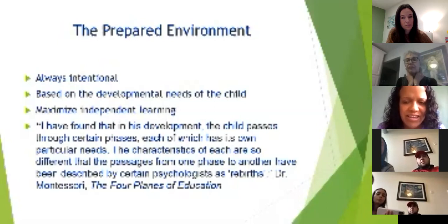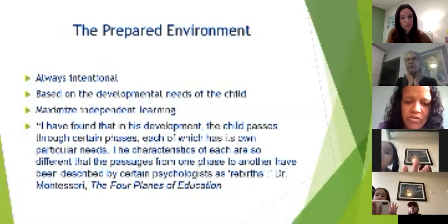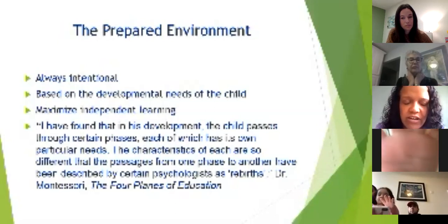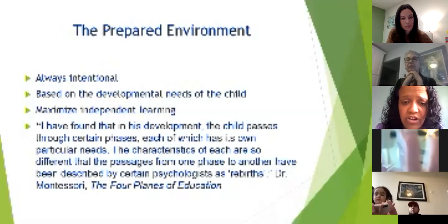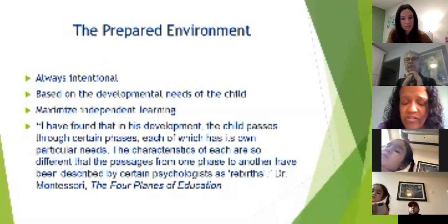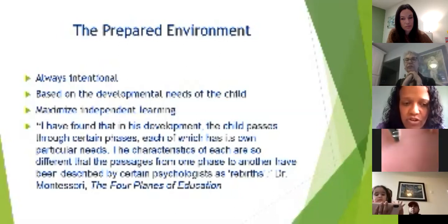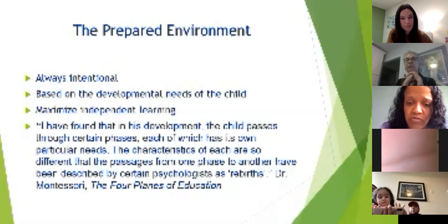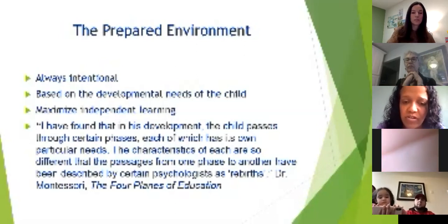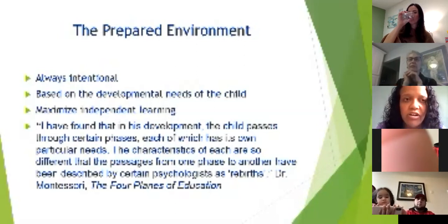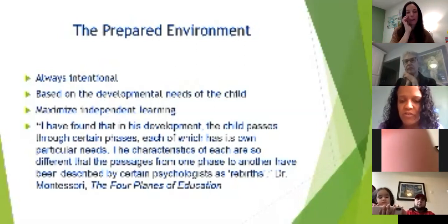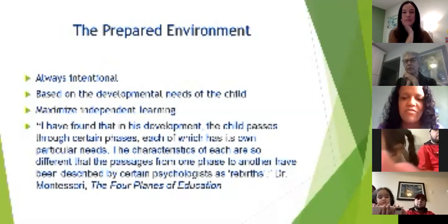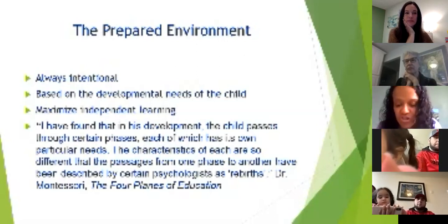Another thing that Dr. Montessori touches on in her book, The Four Planes of Education, is that she says, I have found that in his development, the child passes through certain phases, each of which has its own particular needs. The characteristics of each are so different that the passages from one phase to another have been described by certain psychologists as rebirths. So when we're modeling and preparing to implement the Montessori lifestyle, we have to be aware of where each child is.